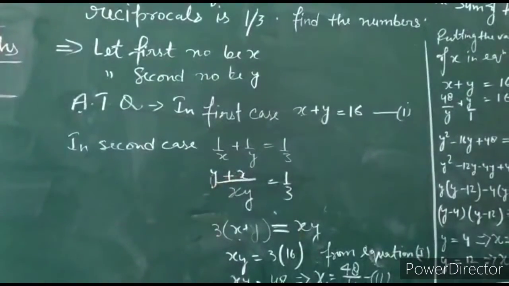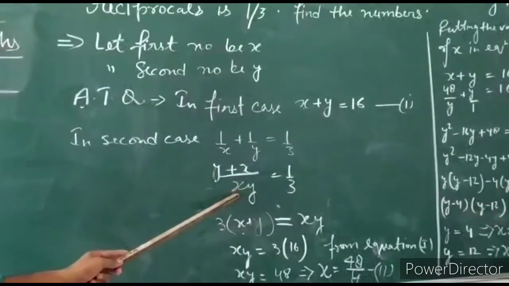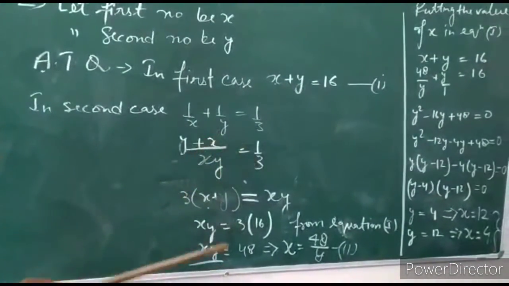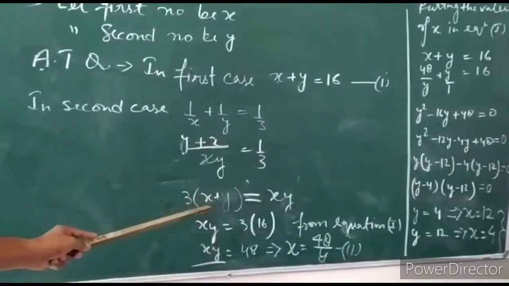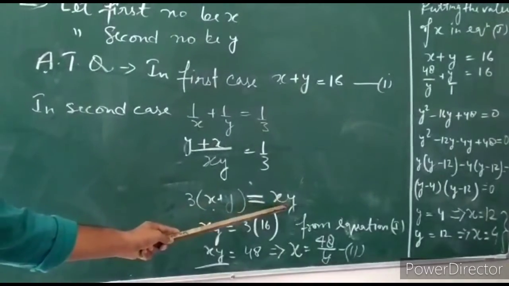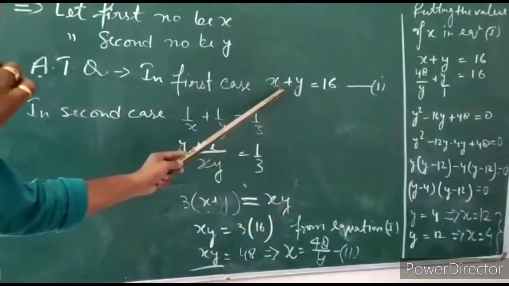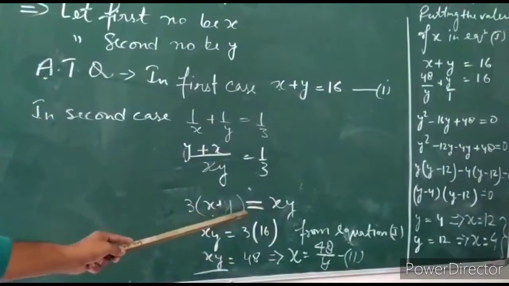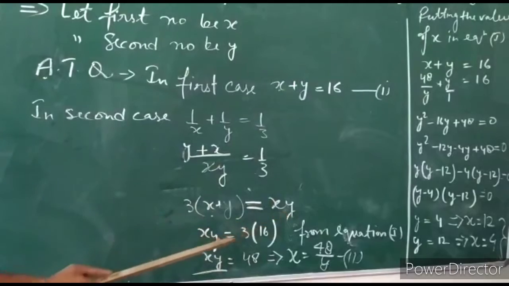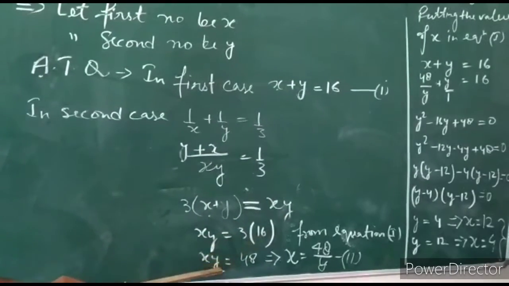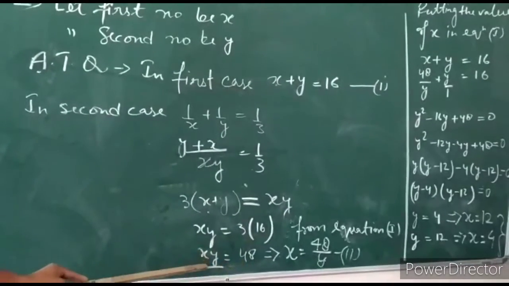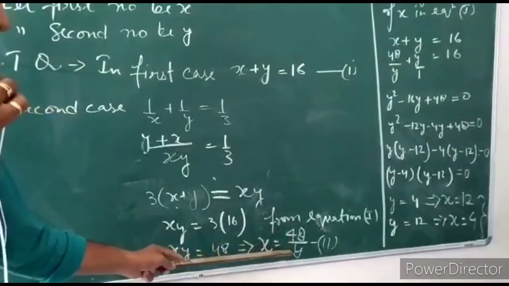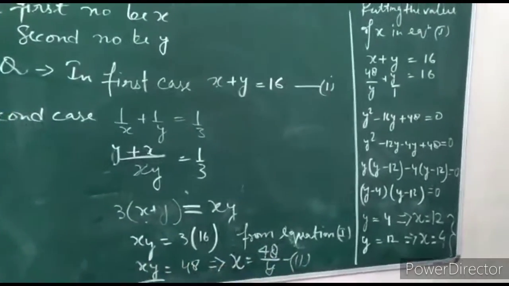After solving this equation, we will get y plus x upon xy is equal to 1 upon 3. Here, after cross multiplication, we can write 3 into x plus y is equal to xy. Since in the first equation x plus y is equal to 16, we can put the value of x plus y as 16, therefore x into y will be 3 into 16, which is equal to 48. Since xy is equal to 48, we can write x is equal to 48 upon y and represent it by equation second.